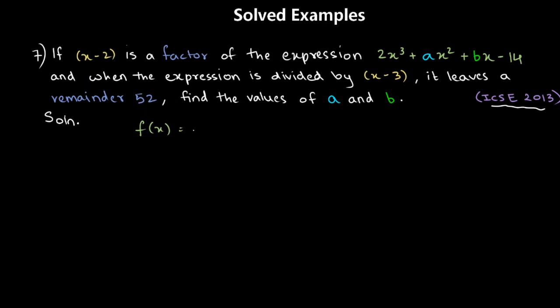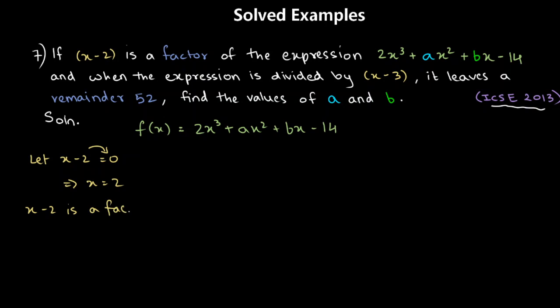First, mark out our given polynomial as f of x, equal to 2x cubed plus ax squared plus bx minus 14. Right? Now, the first divisor that we have is x minus 2. So let's consider that in the beginning. We can start by saying let x minus 2 equal to 0. This gives us the value of x as 2, right? Just rearrange the terms. So we know that x minus 2 is a factor of f of x, right?